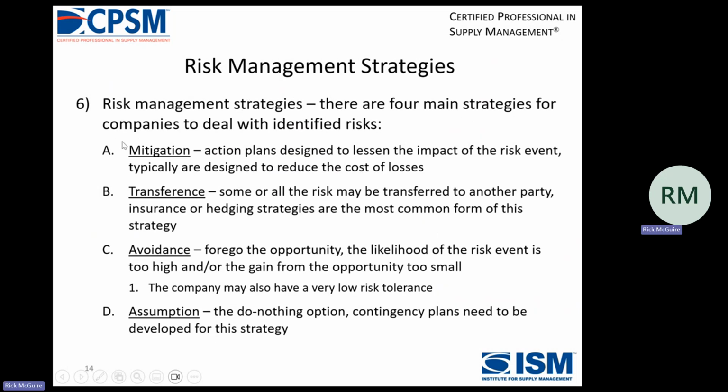So there's 4 main strategies for dealing with the risk. There's mitigation, developing an action plan to lessen the risk. Transference to another party, usually an insurance company or some kind of market hedging strategy. There's avoidance. You just say, we're not going to mess with that because the risk event is too high. And then there's assumption, the do nothing option. Contingency plan needs to be developed. So those are your four: mitigation, transference, avoidance, and assumption.